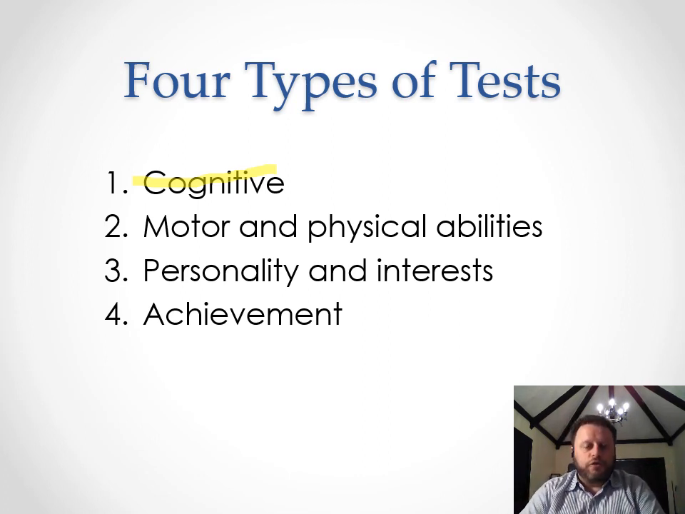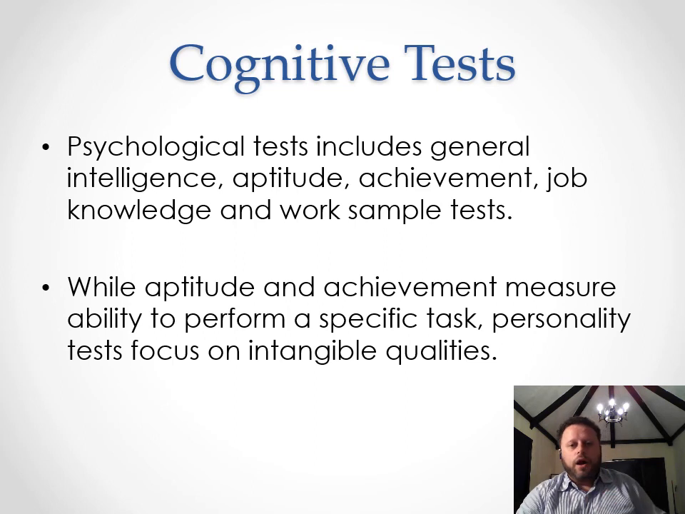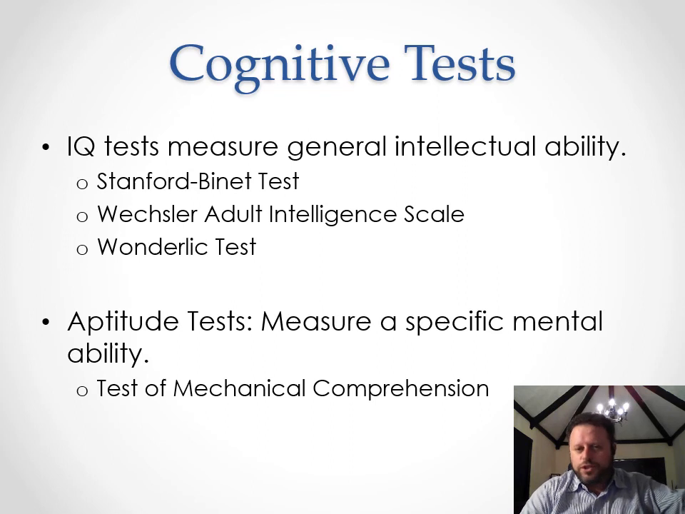So cognitive refers to psychological. That's anything related to intelligence or aptitude. Physical is anything related to the body. Personality is what makes you, you. And then achievement is your specific knowledge. So going through these again, cognitive, anything psychological, your intelligence, your aptitude, potentially your achievement and job knowledge. We already talked about most of that.